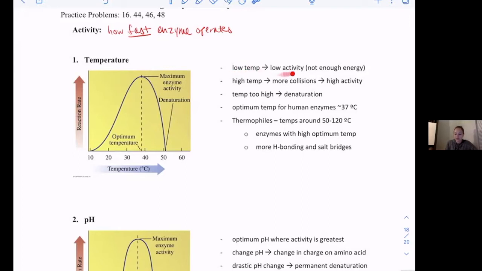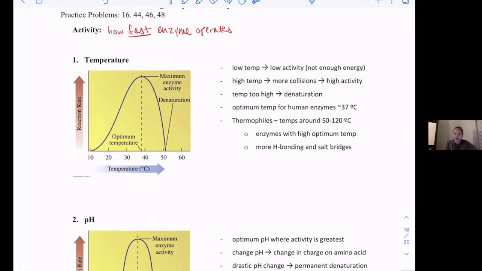At low temperatures, there's low activity because there's not enough energy to give it enough oomph to go. At high temperatures, you have more collisions, more activity happening, more molecules bumping into the enzyme. Therefore, you have a higher activity. But if the temperature goes too high, you denature the protein, denature the enzyme, and cause the reactivity to go away. Typically in humans, the optimum temperature for our enzymes is about 37 degrees. Nature made us that way because that is our natural body temperature.